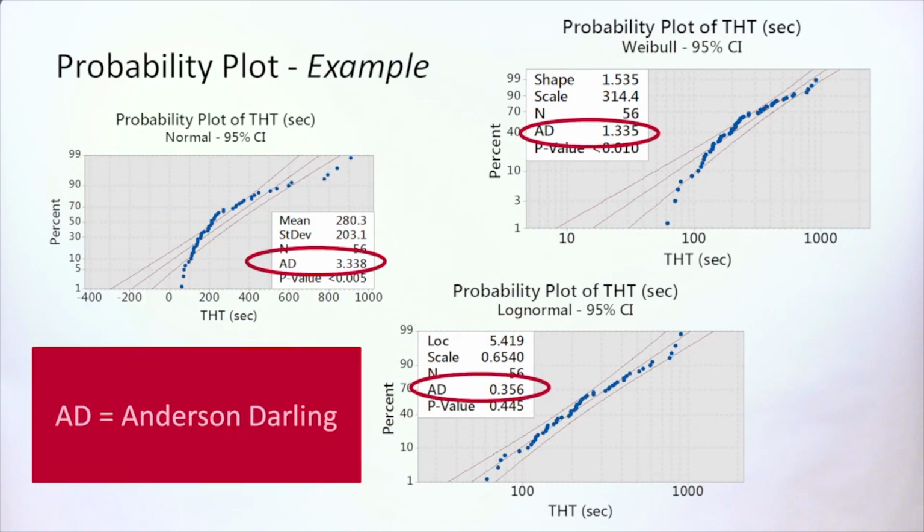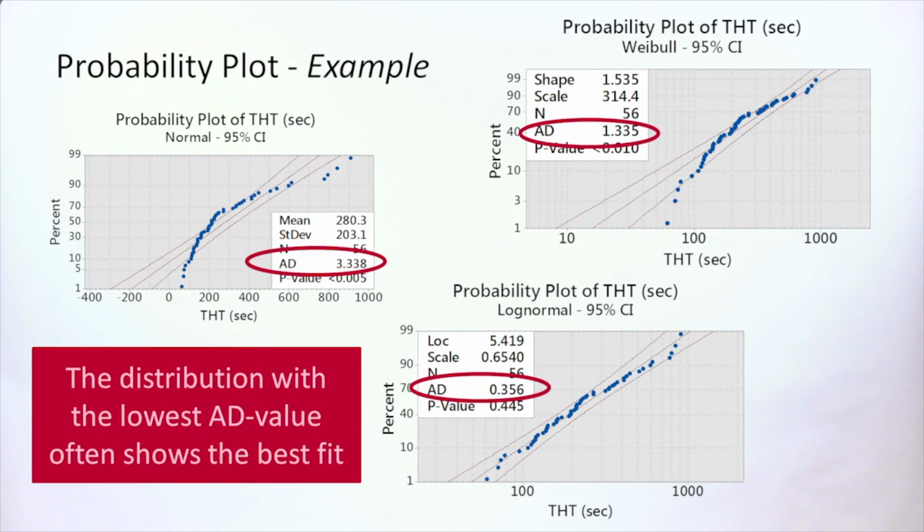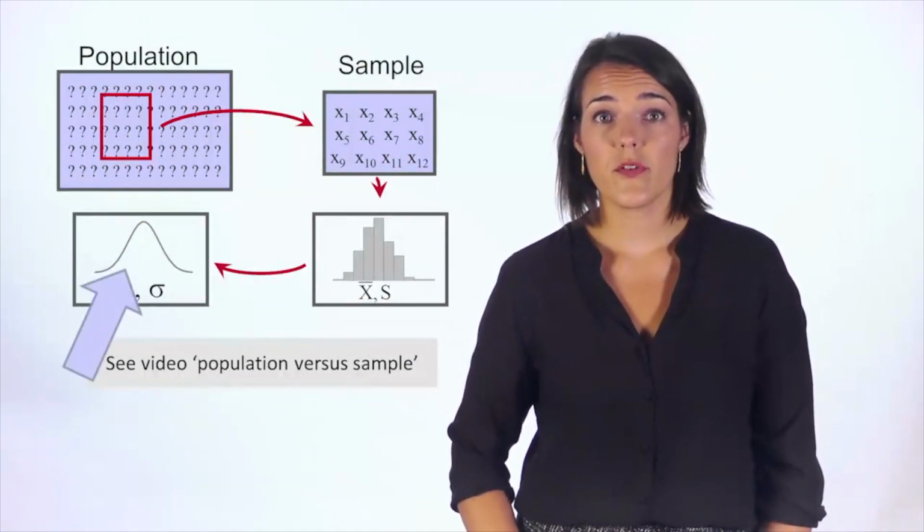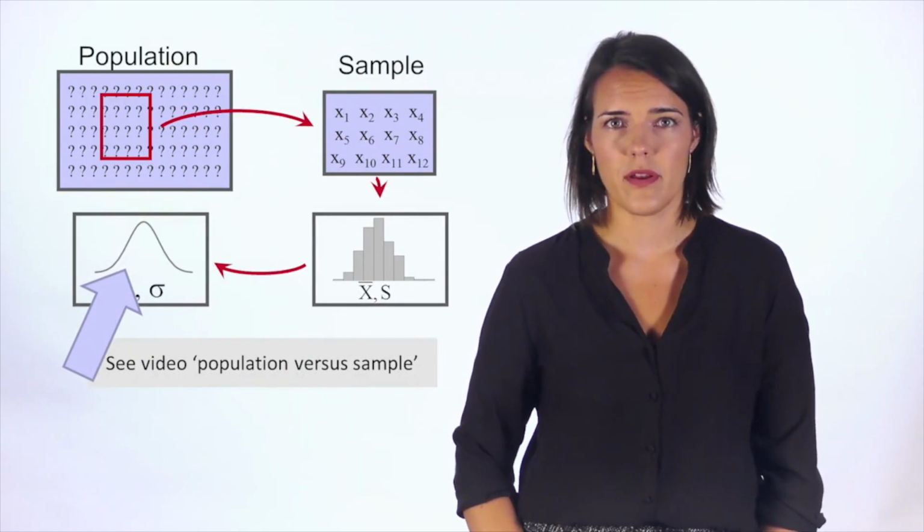This is the Anderson-Darling statistic. It measures the distance between your data and the theoretical distribution, such as the normal, Weibull or log normal distribution. The lower the value, the better the fit. So we select the distribution with the lowest AD value. In this case, the log normal distribution has the lowest AD value and therefore fits the data best. Remember this diagram? The probability plot is a tool to determine which distribution you should use to model the population.